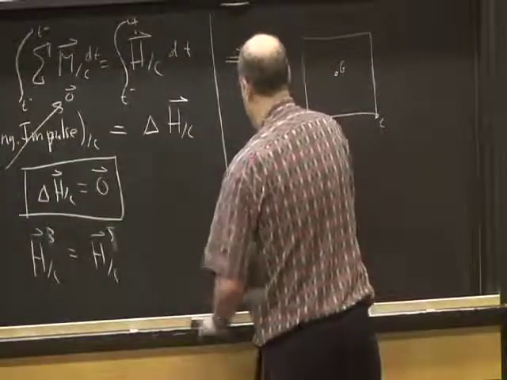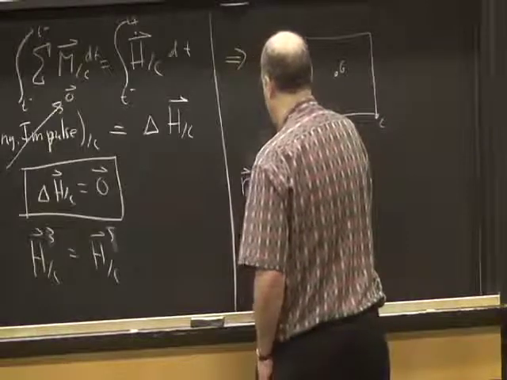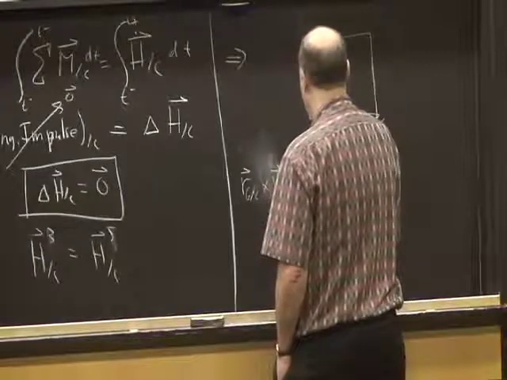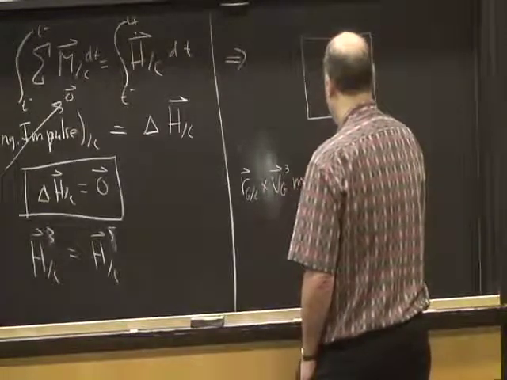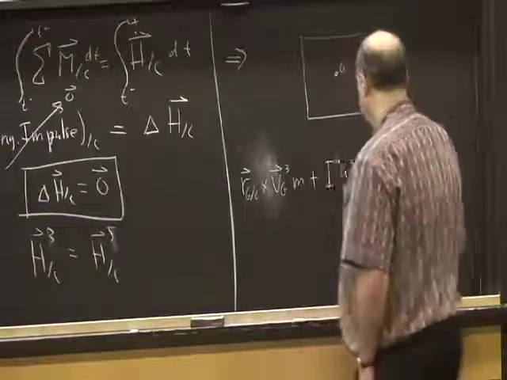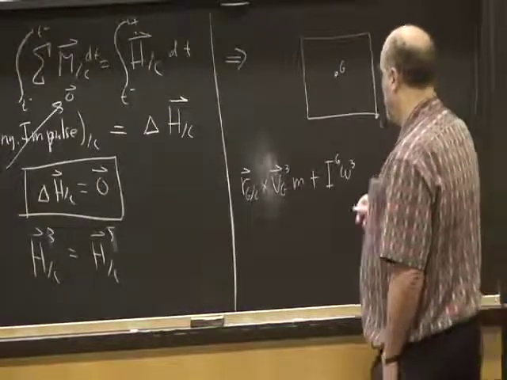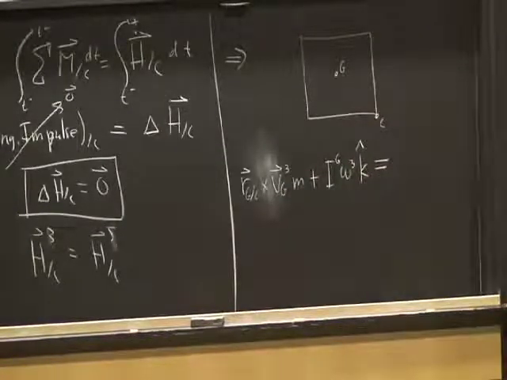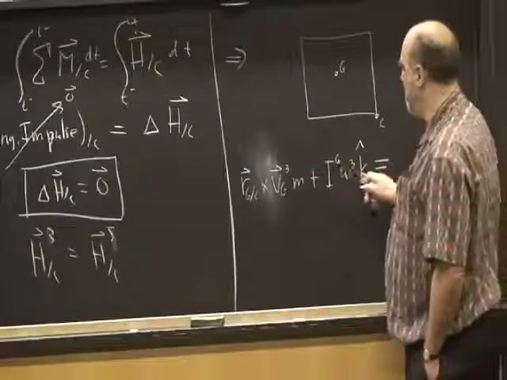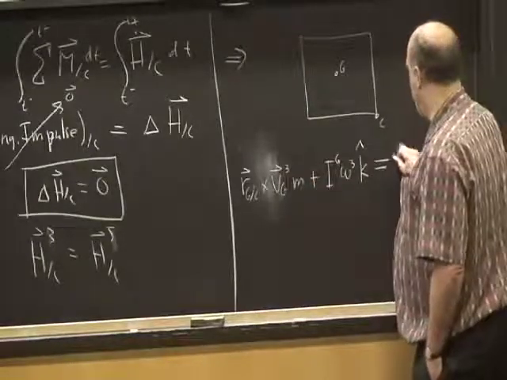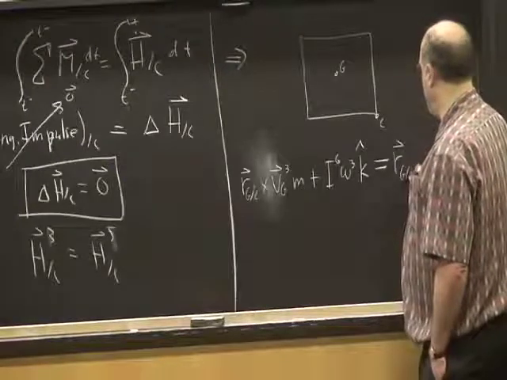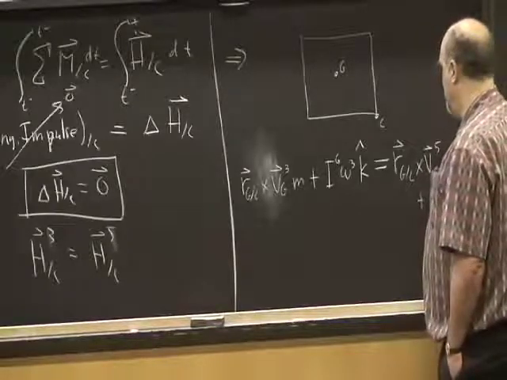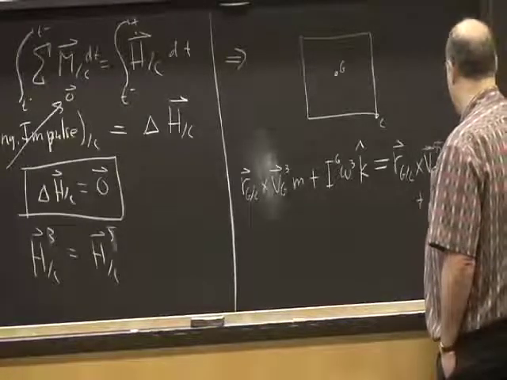We have the position of G with respect to C crossed with the velocity of G in state 3 multiplied by the mass, plus I_G omega_3, and this is in the k direction, and this is before the collision. And after the collision, we have exactly the same terms, but we have a different velocity here. So we have r of G with respect to C crossed V_G in state 5, plus I_G omega in state 5 k.